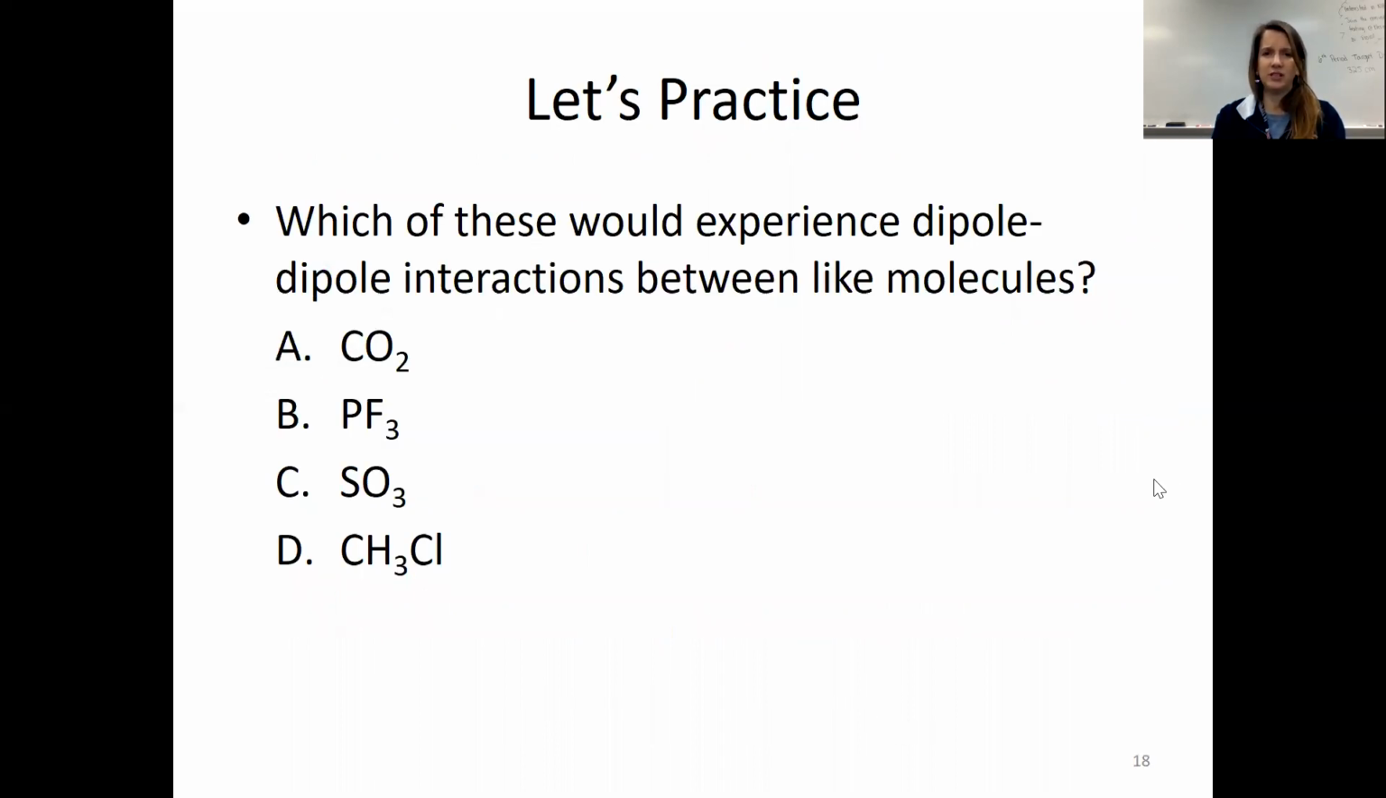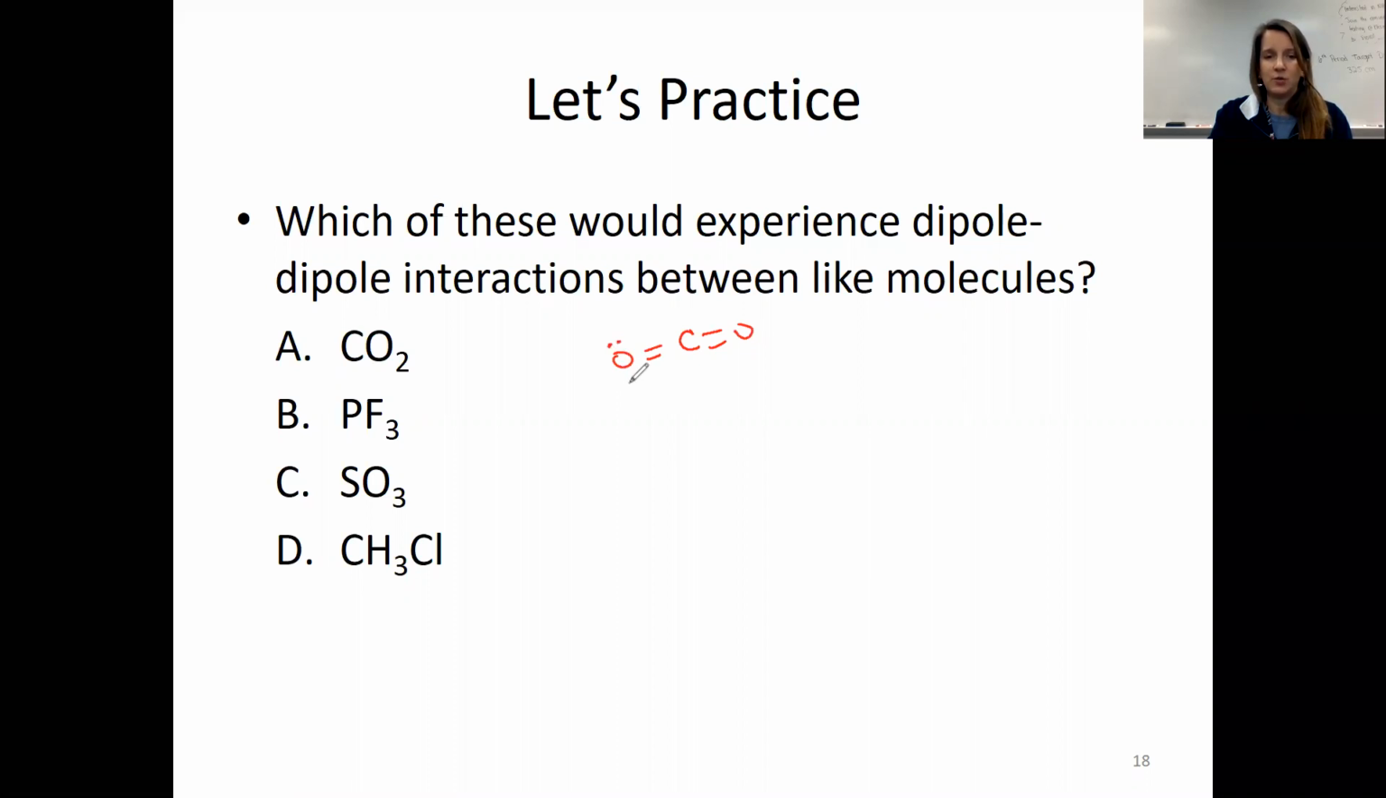So we want to know which of these would experience dipole-dipole interactions between like molecules. Now, I am going to highly recommend that if it's a covalent molecule, you draw it to see if it's going to be a polar or a nonpolar bond. Unless you can tell just by looking at it, you really should be drawing these things so you can see is it polar or nonpolar, so you can answer these questions correctly. That's one of the problems with this intermolecular forces concept: you kind of have to go through different layers of thinking before you can actually answer a specific question.